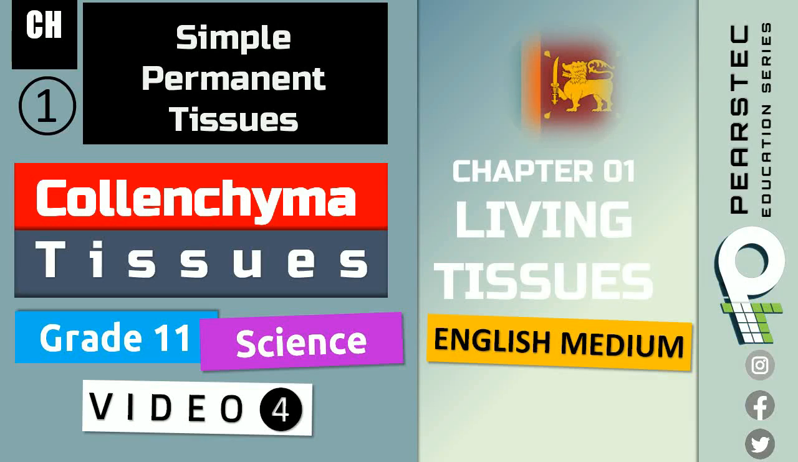Once again, we are here to talk about chapter 1 of grade 11 science, and this is going to be your video number 4. We are speaking about collenchyma tissues in this particular video. So let's get into the subject and see what we have to learn in collenchyma tissues.